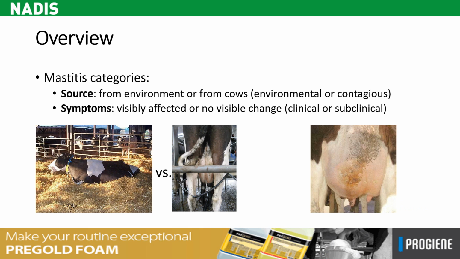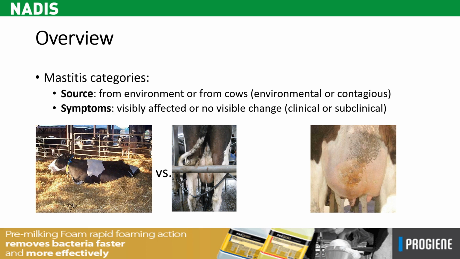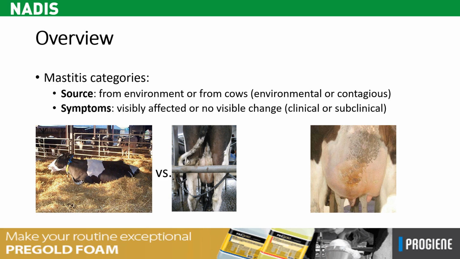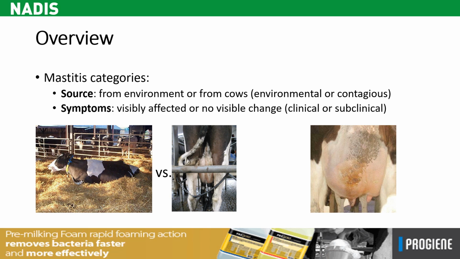There are two main ways to categorize mastitis. The first is to consider the source of infection. This will be either the environment or other infected cows via the parlour. These cause environmental and contagious mastitis respectively.